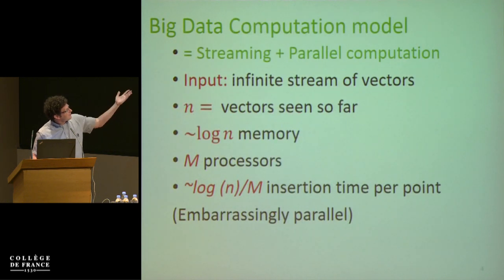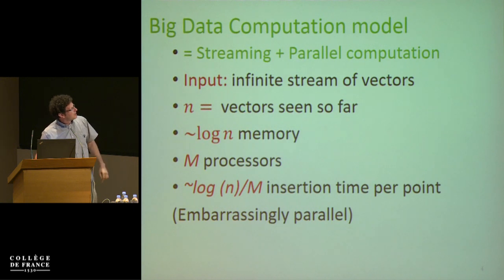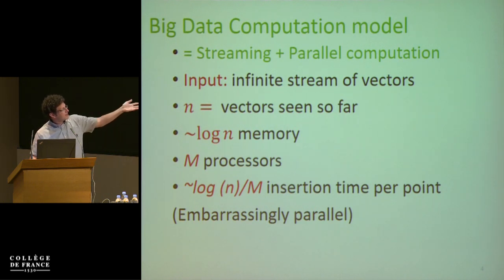So if we define n to be the vector that we've seen so far, and we want polylog n memory, if you have n processors, we expect that every time I get a new point, the running time, the update time, will be only logarithmic in n. But if I have many machines, say 100 machines, the running time will be faster by 100. So how can we get it?